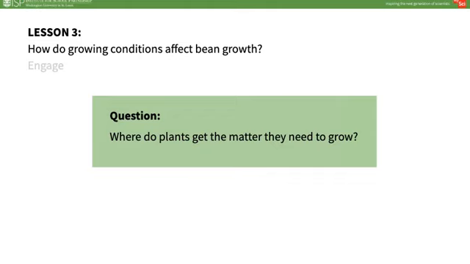Allow time for partner talk. Discuss student thoughts as a group. You may want to record student ideas on chart paper to reference after their experiments. Remind students that during this lesson they will analyze the data from the bean experiment they set up during Lesson 1, which will help them to answer this question.